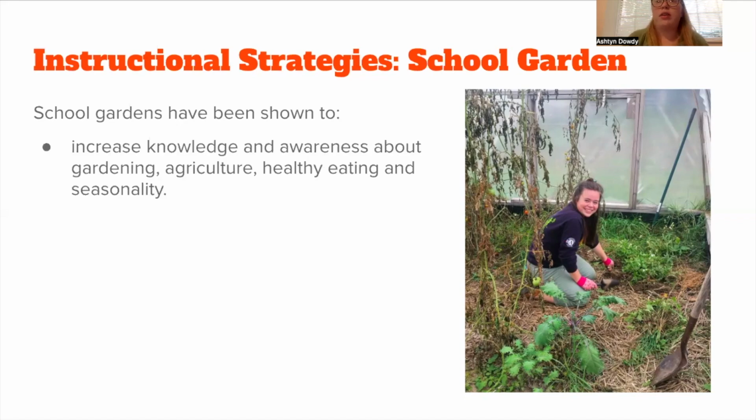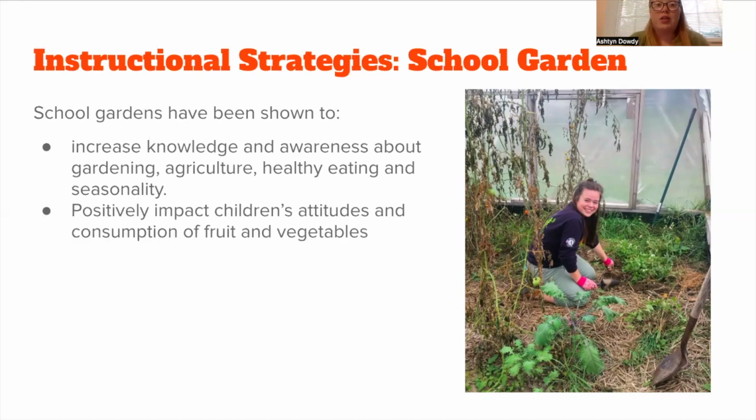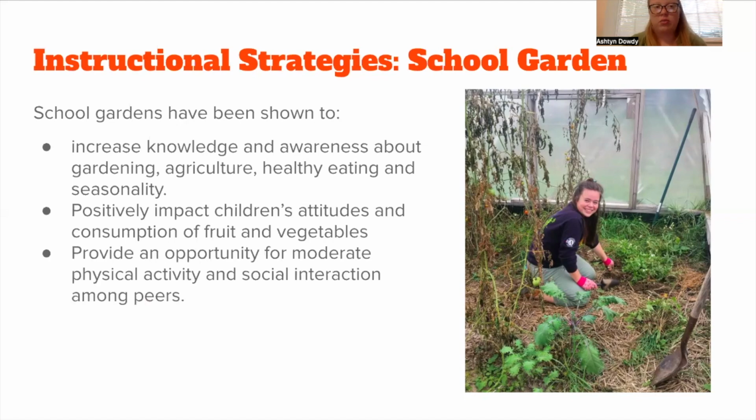There are a lot of benefits that have been shown with school gardens, like increased knowledge and awareness about gardening, agriculture, healthy eating, and seasonality. They positively impact children's attitudes toward and consumption of fruits and vegetables. And they provide an opportunity for moderate physical activity and social interaction among peers. So in the social context, there are a lot of benefits here. But as of yet, we haven't talked about science, how we can integrate this with our science curriculum, which we'll get into in just a second.